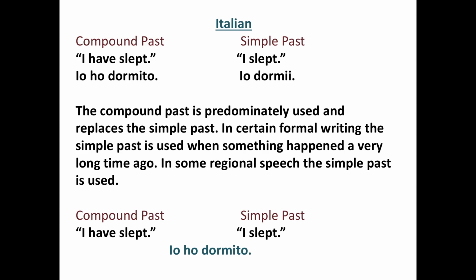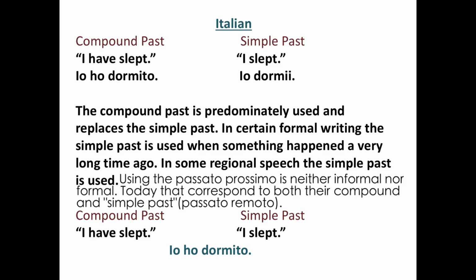Okay, Italian. The compound past is predominantly used and replaces the simple past. In certain formal writing, the simple past is used when something happened a very long time ago, as a historical past. In sub-regional speech, the simple past is used. So, for example, in Naples, you can hear the simple past, and in other regions as well. But the standard today is that you use the compound past to replace the simple past as well.